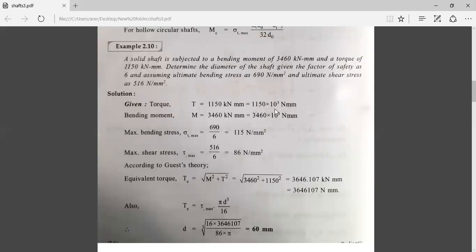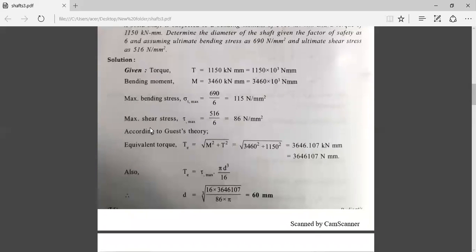So 1150 into 10 cube Newton mm, and bending moment M is equal to 3460 kilonewton mm. So 3460 into 10 cube Newton mm, right? Now maximum bending stress 690 is divided by 6, because it is an ultimate stress we have to divide it with this factor of safety. So 690 divided by 6, 115 Newton per mm square, that is sigma T, and tau max 516 divided by 6, 86 Newton per mm square.